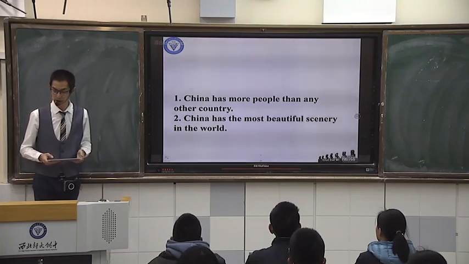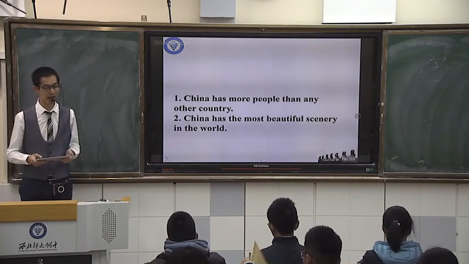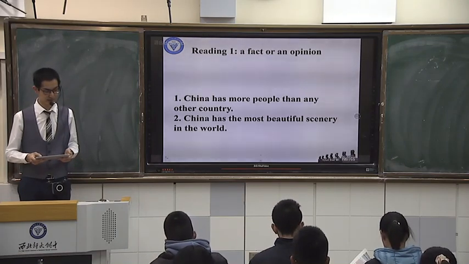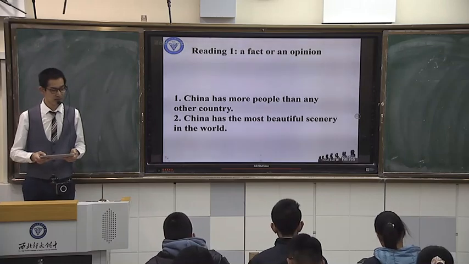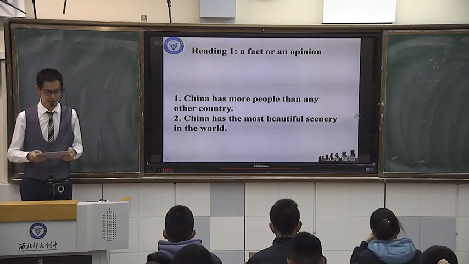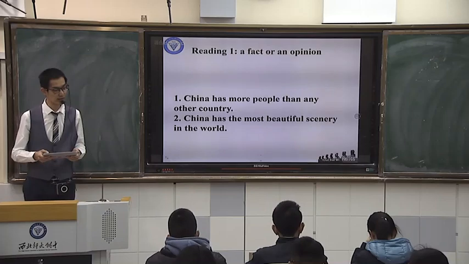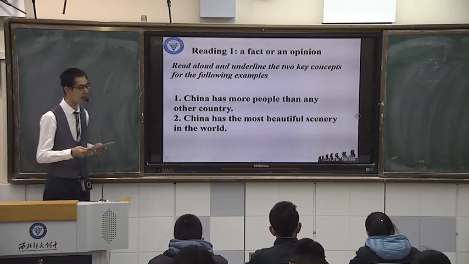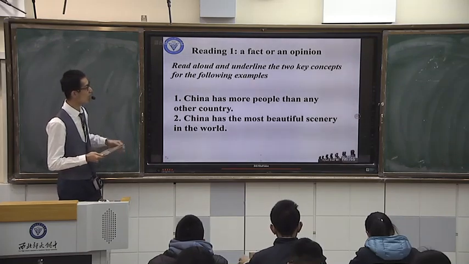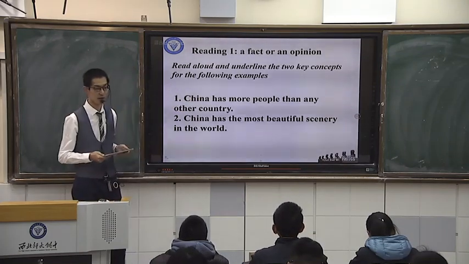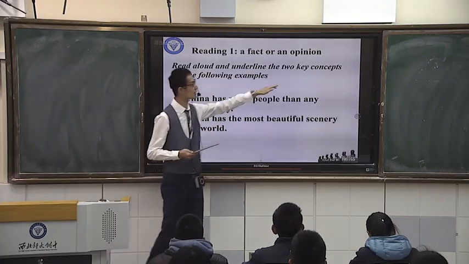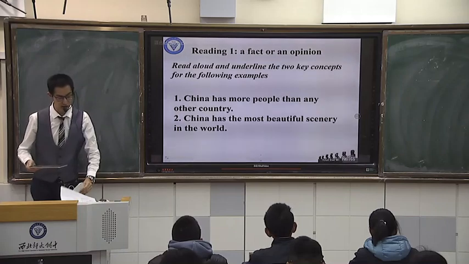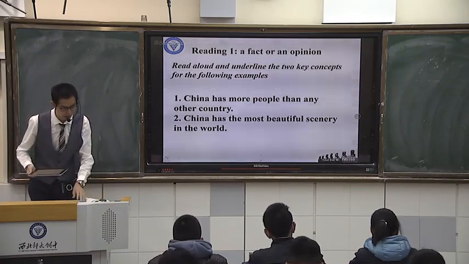Now class, let's open our books. Turn to page 5. On the top, there is a passage. The title is A Fact or an Opinion. I want you to read aloud the passage and underline the 2 key concepts of the following examples. Do you know what it means by concept? Yes, very good. Now let's read out this passage and find out what the two key concepts are.